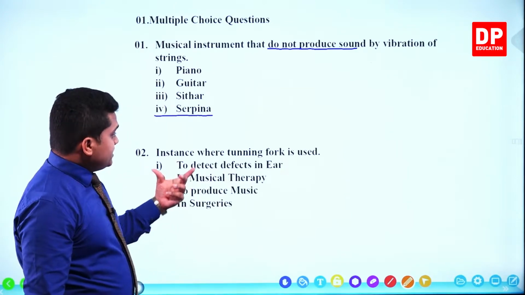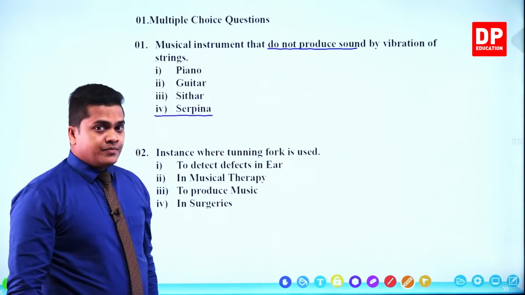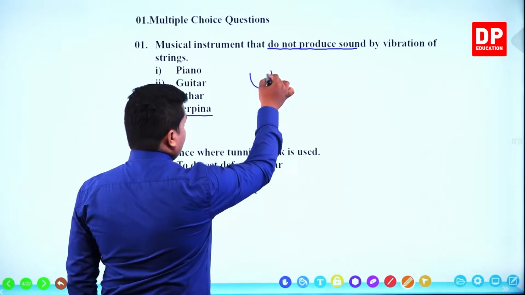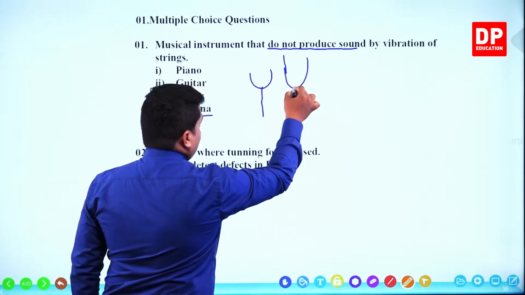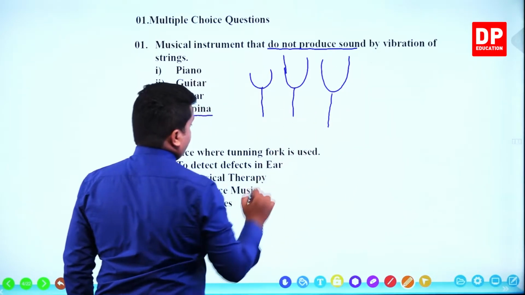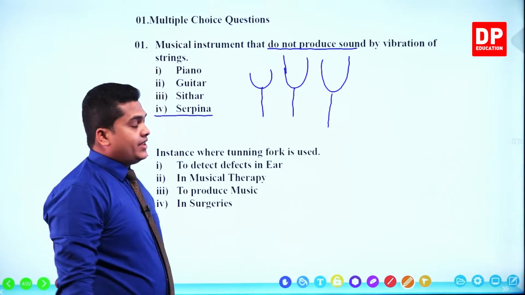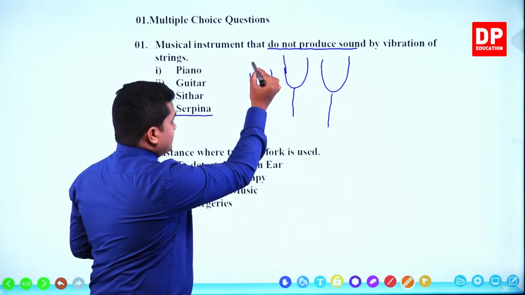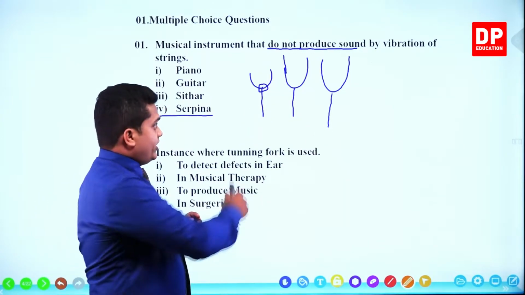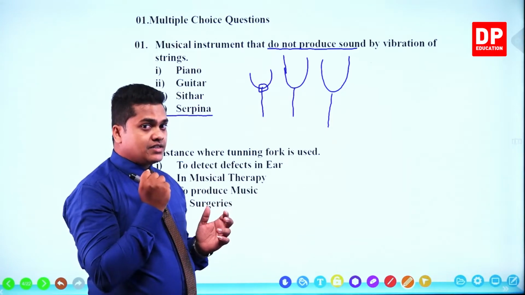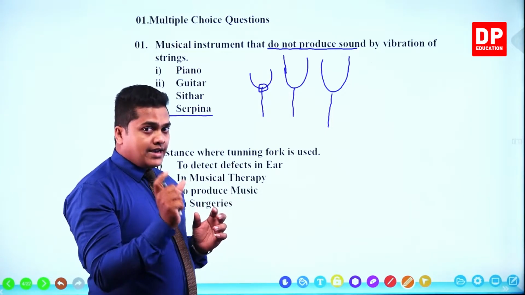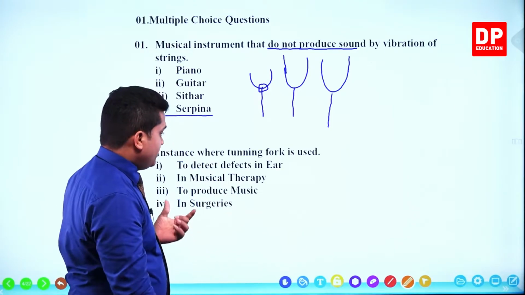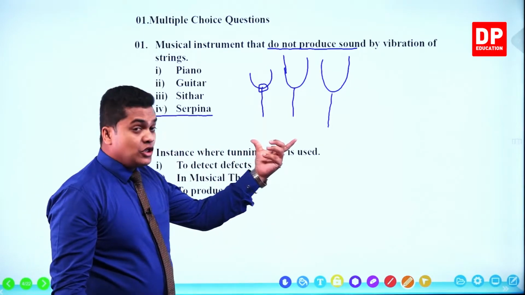Second one, instance where tuning fork is used. You know that there are several tuning forks with several lengths, right? Like this, there are several tuning forks in our laboratory. So I told you that the frequency is being printed on the base of the tuning fork. So when you vibrate the tuning fork, you can hear the sound, and also you can get the idea of the frequency of that vibration. So let's see. Instance where tuning fork is used.